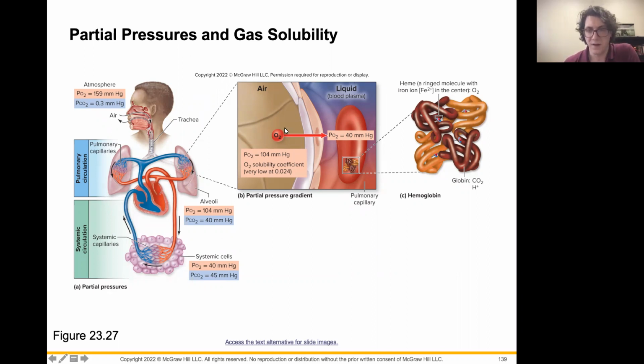So oxygen travels into the blood because we have a difference in pressure: higher pressure of oxygen in the air that we're breathing in versus lower pressure of oxygen bound to the hemoglobins in the blood. Much different. So 104 is higher than 40, and we're going to see oxygen move in that direction. But we'll also see the same kind of thing happen with other gases.